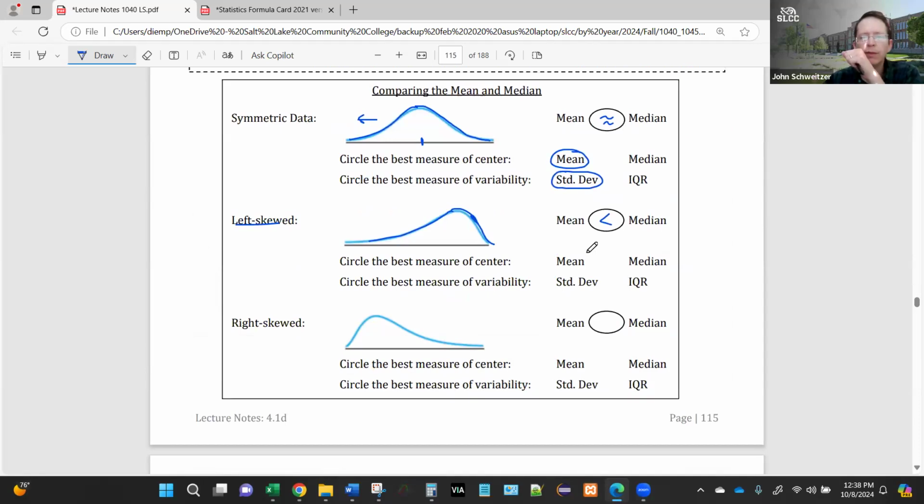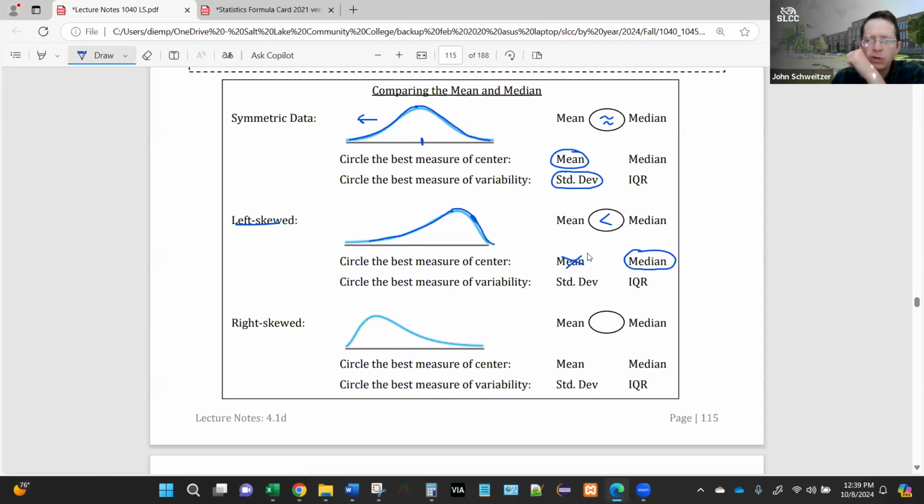If you have left skew, then the mean is probably less than the median, and vice versa. If you have a mean that's quite a bit lower than the median, then you probably have some left skew. So if there's skew, then you probably don't want to use the mean because it's going to be affected by those outliers. You want to choose a statistic that's more resistant. You'd probably want to go with the median.